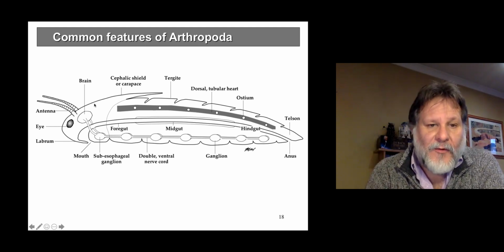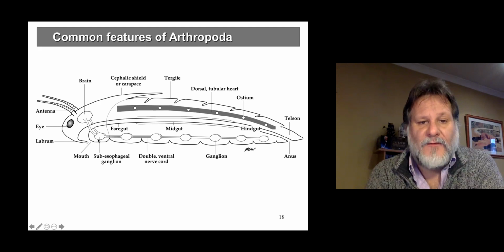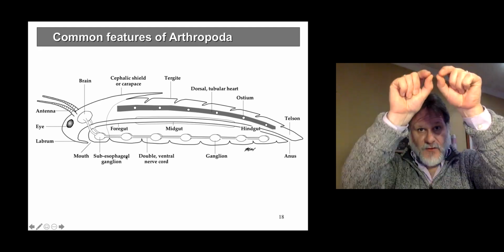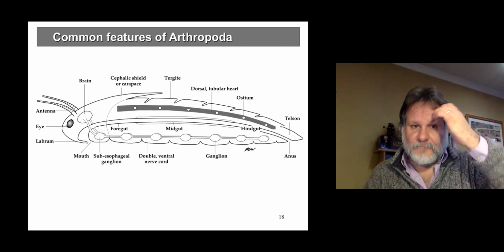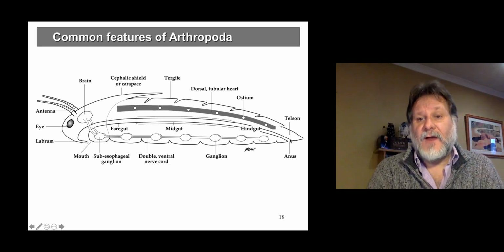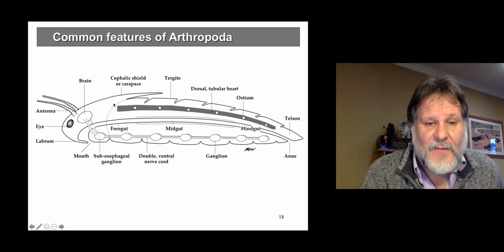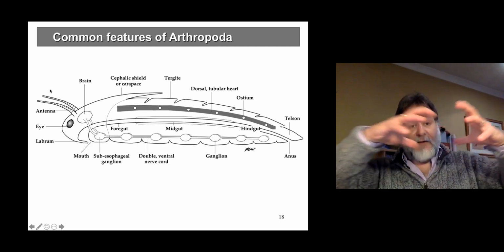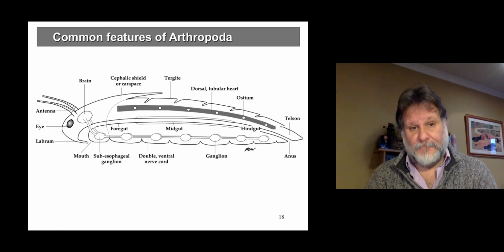And then a brain at the front end, and these connectives that run around the gut down to join the double ventral nerve cord. So you can see the 2 branches of the nerve cord joined by ganglia within each segment. Post-anally, there's often a telson, and anteriorly there may or may not be a cephalic shield or carapace covering the head and often part of the thorax as well.